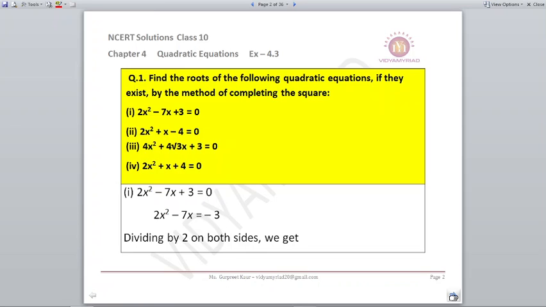2x square minus 7x plus 3 is equal to 0. Now what you will do is you will take the constant on the right hand side and you will write it as 2x square minus 7x is equal to minus 3. Now if you look at your left hand side, we will make this in a formula of a plus b the whole square. That means it should come something like a square plus 2ab plus b square or a square minus 2ab plus b square.